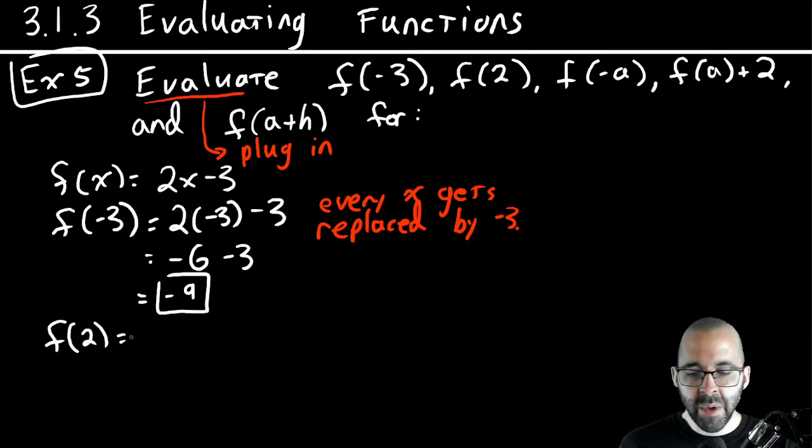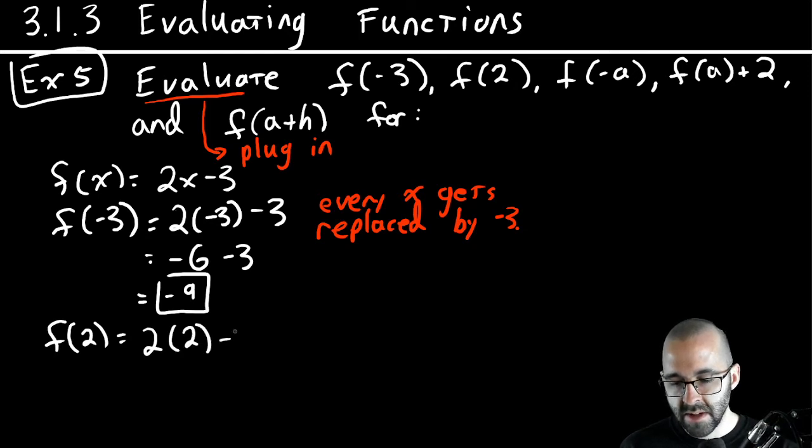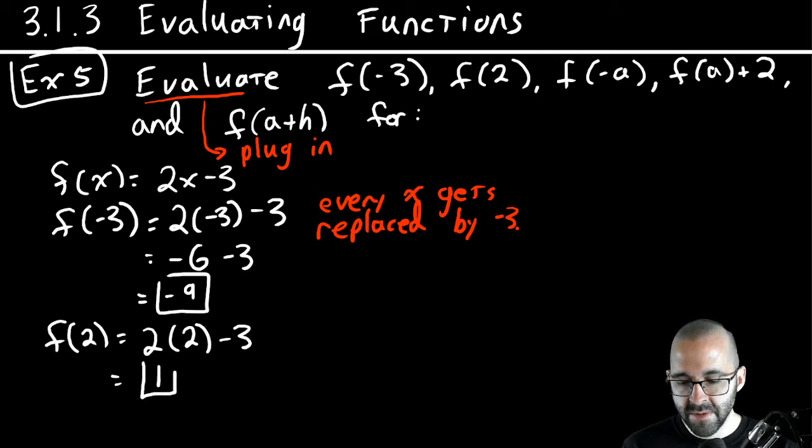F of 2, everywhere that there's an x gets replaced by positive 2. So 2x becomes 2 times 2. Minus 3, multiply this out, you're going to get 4 minus 3, which is 1. F of 2 is equal to positive 1.